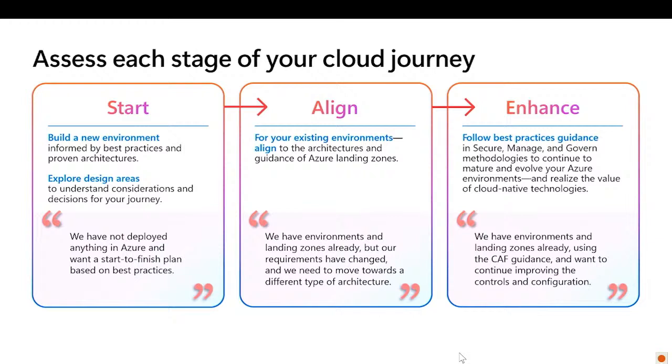Start is where you move towards the accelerated architecture with an accelerator. Align is where you review the design areas and assess what parts need to be improved. Enhance is what other processes can be built on top of. No matter where you are in the journey, this is the best practice aligned architecture we want to improve.